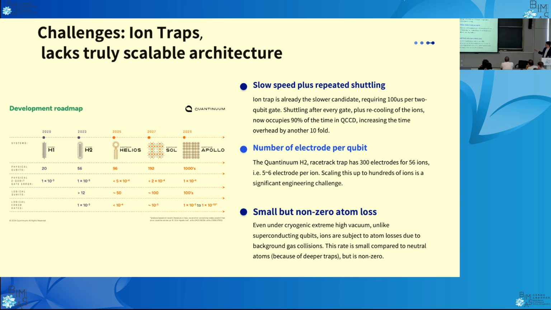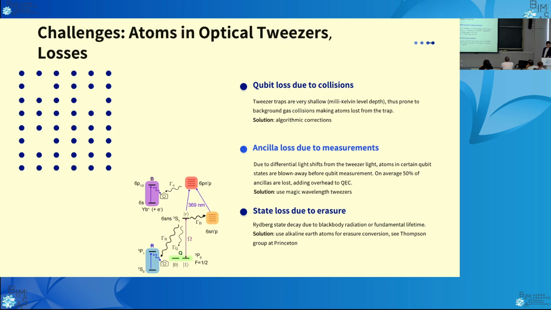I will just emphasize that ion traps are precise but lack a truly scalable architecture, whereas neutral atoms in optical tweezers in fact suffer from losses. These optical traps are very shallow, and every now and then you will have a few atoms missing from the trap. So although you can have very large numbers, detecting these losses and replenishing the atoms and the quantum coherence is a bit of a challenge, but there are ways to deal with that.